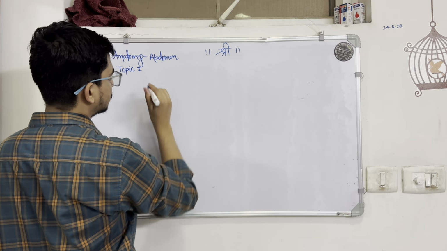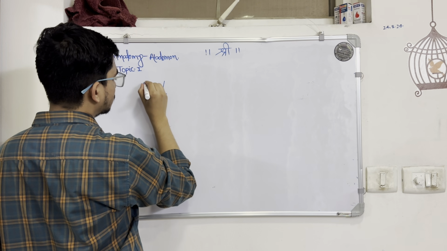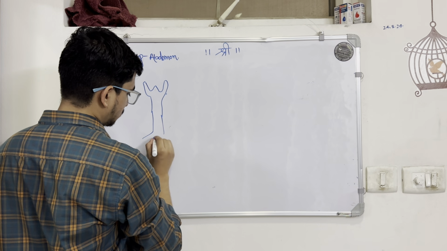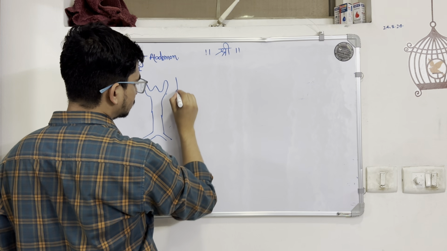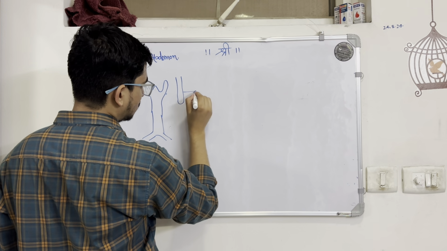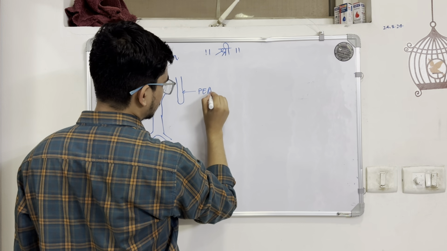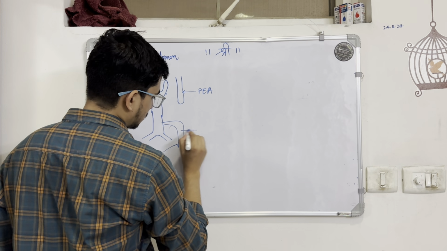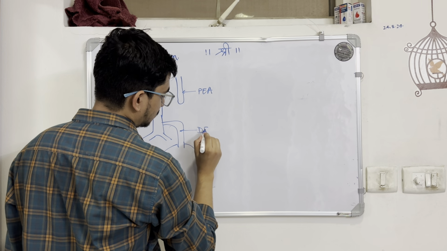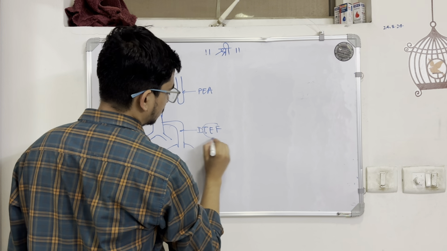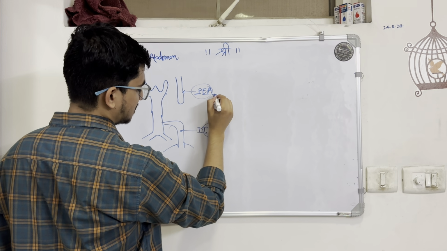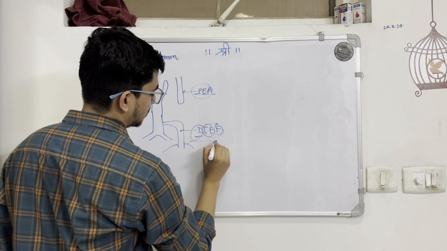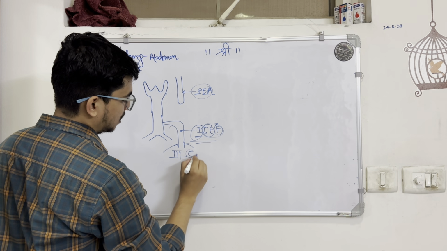Coming to type 3, trachea. There is proximal esophageal atresia and a distal tracheo-esophageal fistula. Here proximal esophageal atresia is there, and below it a distal tracheo-esophageal fistula is present. It is type 3 or C. It is most common.